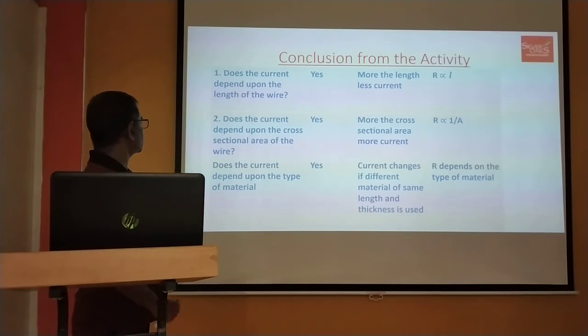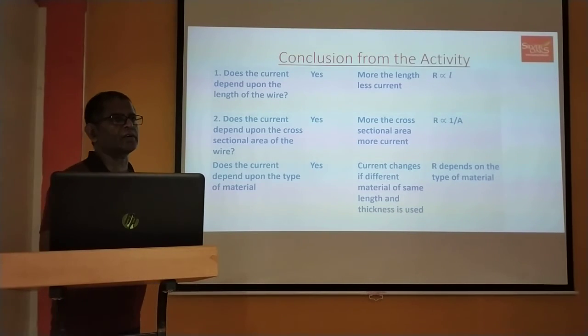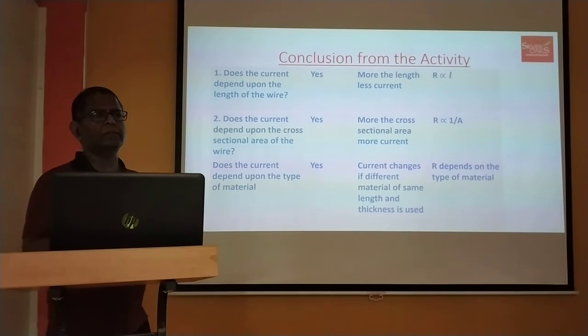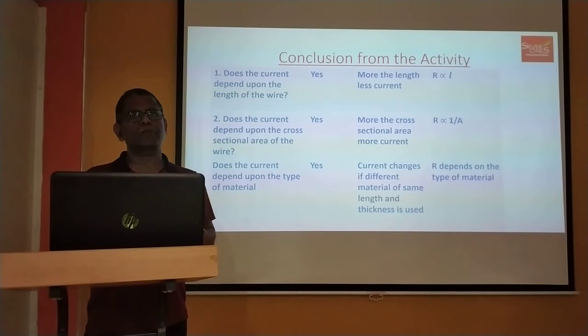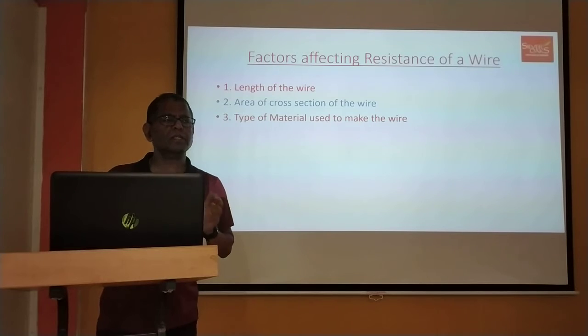Okay, now the last point, does the current depend upon the type of material? What is the answer? Yes, because in the first case we used a nichrome wire, and then we used the copper wire. Though we kept the length and the thickness same, what happened to the current? Current was almost 2.5 ampere. So that indicates that for different material, for the same dimensions, the resistance is different.